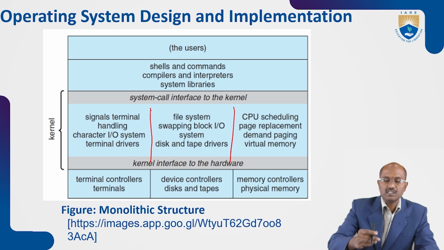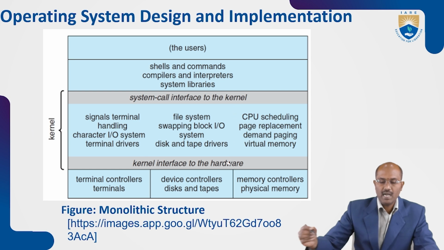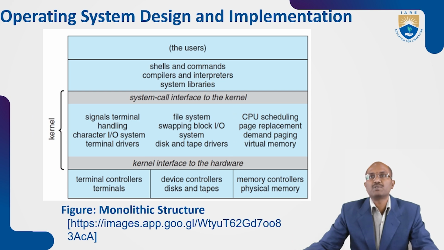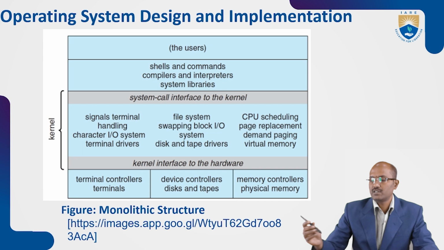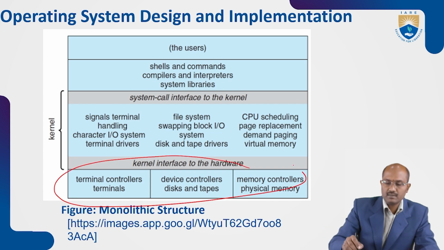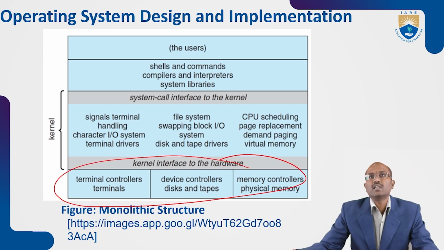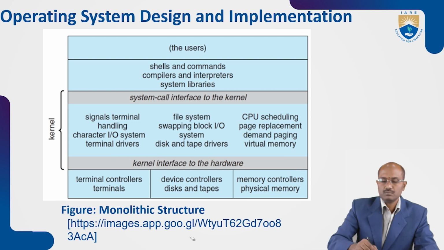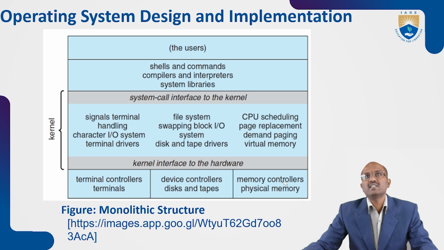That hardware consists of the terminal controllers, device controllers, disks and tapes, and then the memory controllers of the physical memory. This is the innermost layer, the kernel interface to the hardware. The hardware is closely connected to the terminal controllers of the terminals, device controllers of the disks and tapes, and memory controllers of the physical memory. This is the monolithic structure. The operating system is designed with this concept of the monolithic structure.